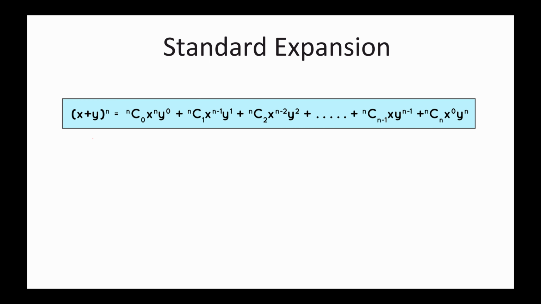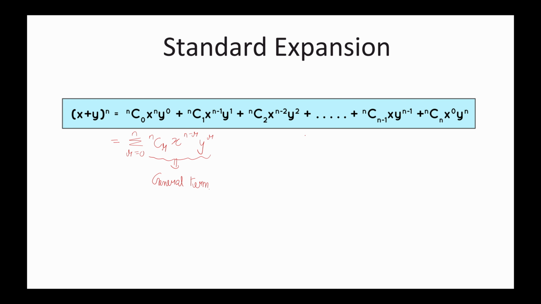And I hope you all remember how we used to write down the general term, or how this entire thing can be written down as: r goes from 0 to n, and here it can be written down as nCr x^(n-r) y^r. And this portion here, this is our general term.